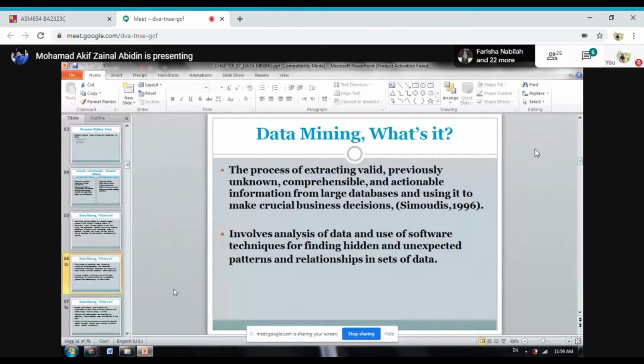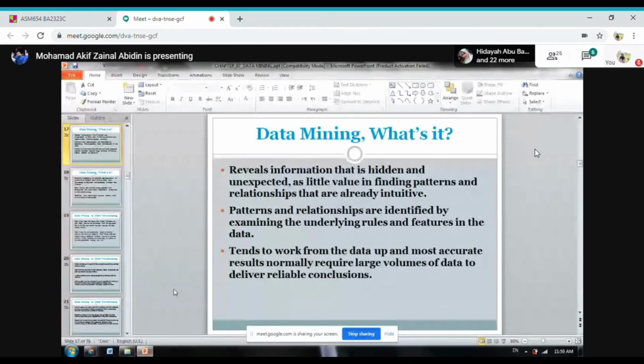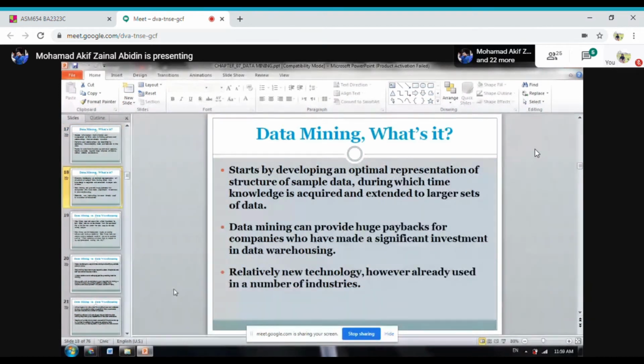Okay, so the next slides, again, the definition of data mining is given here. Reveals information that is hidden. Look, the word hidden must be there. Underlying rules and features. The trends. Okay, next. Again, another definition? Alright, data mining provides huge payback for companies. However, it is already used in a number of industries. Next.